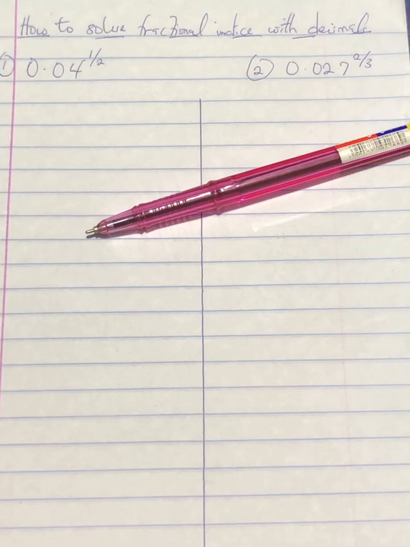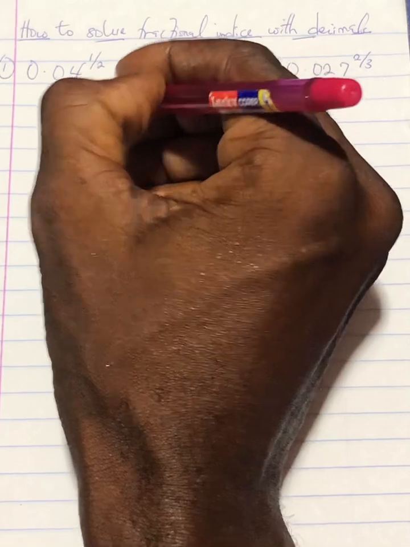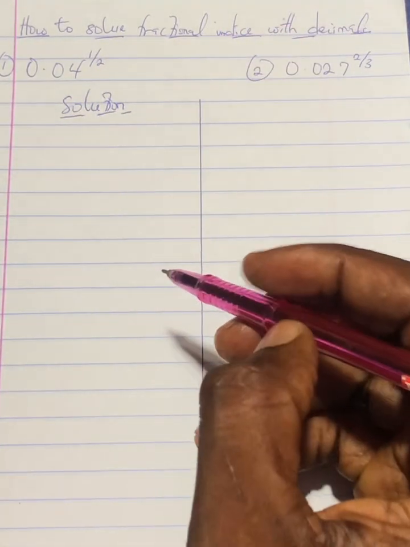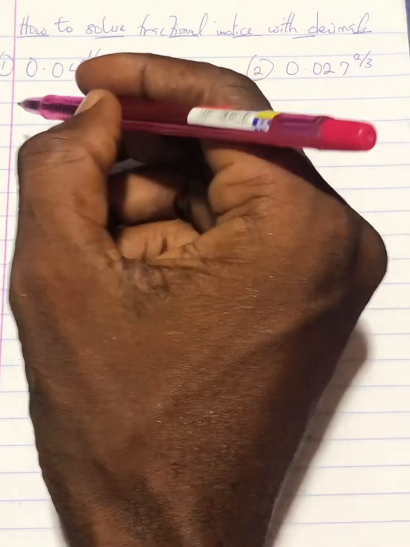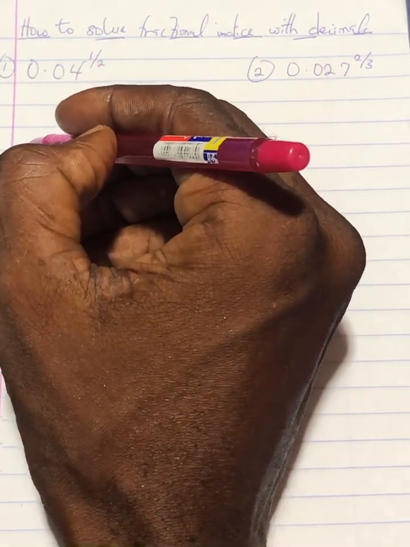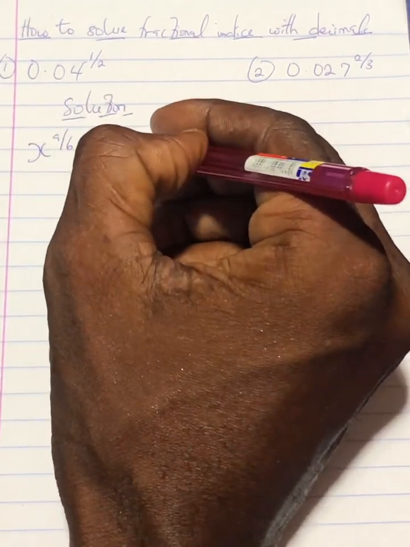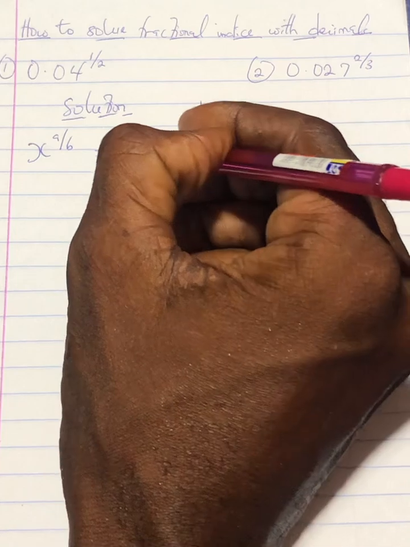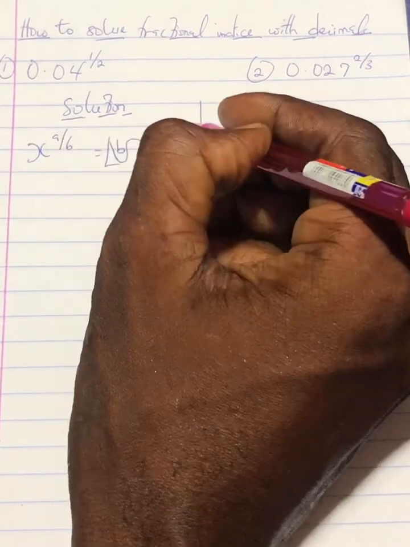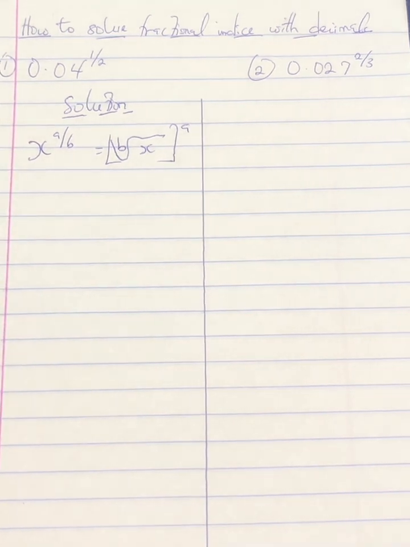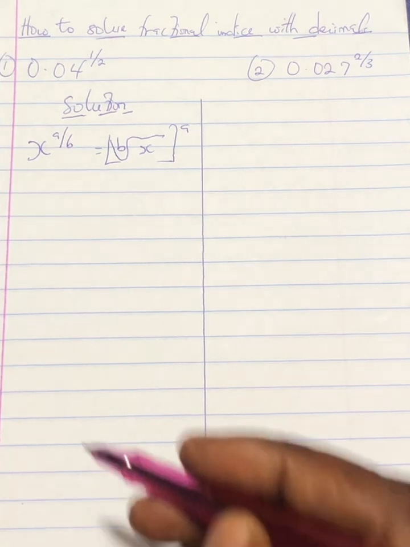But before then, let's write the solution. Under this law, there is a law that states that x raised to power a over b is equal to the b-th root of x, raised to power a. When we have this law at heart, it is easy for us to tackle the problem. Now let's bring the problem down.